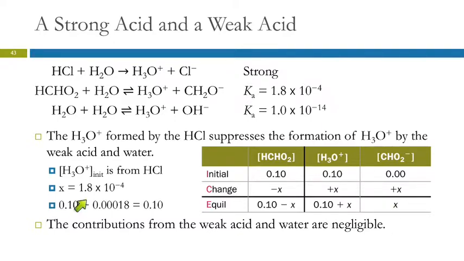And we find that x is equal to 1.8 times 10 to the minus 4. This is small enough that when we add this to 0.1, it just doesn't make any difference at all. So the contribution from the weak acid is negligible. Doesn't matter. It's too small. The contribution from the autoionization of water is even smaller, so we don't even need to talk about it. Any questions?